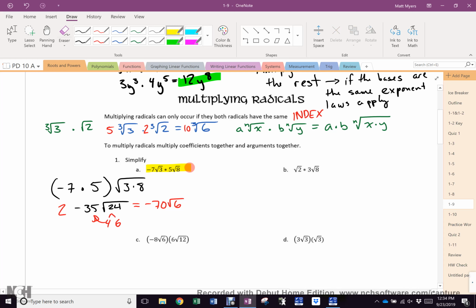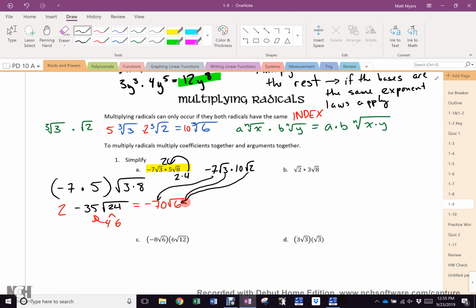I could have simplified the 8, yes? Which would have gotten me 2 times 4, so what's coming out? The 2. And what's already out there? 5. So now I have negative 7 root 3 times 10 root 2. Negative 7 times 10, negative 70. 3 times 2, 6. Did I get the same answer?